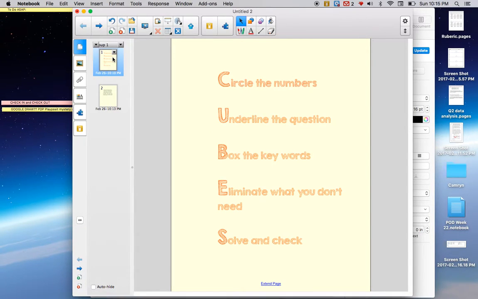Little Miss Cameron, that's my baby, is asleep beside me, so hopefully she stays asleep. But if you hear any noises, just know I'm trying to get her to go to sleep, so you may hear some little baby cries or something.